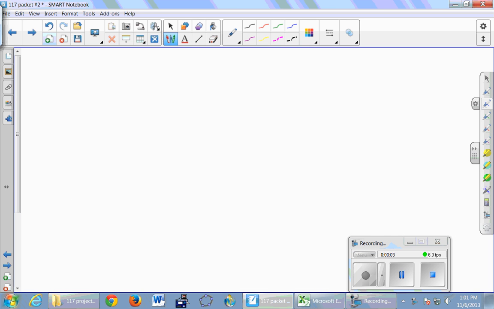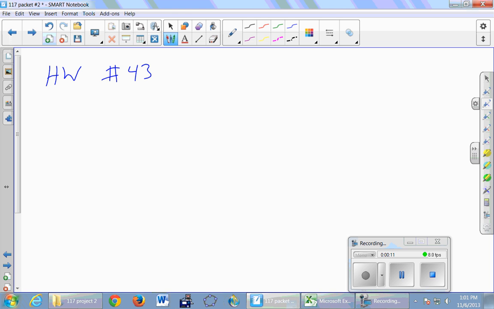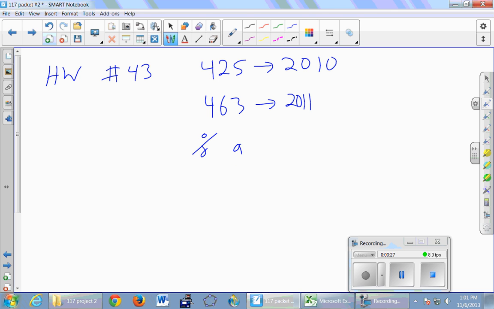Okay, we're going to begin by taking a quick look at one of the homework problems. Aileen, what number was this? And it said in 1 year the number was 425, and that was in year 2010, and then 2011. Okay, 2011. And what we wanted to know here was the percent growth rate, I think.